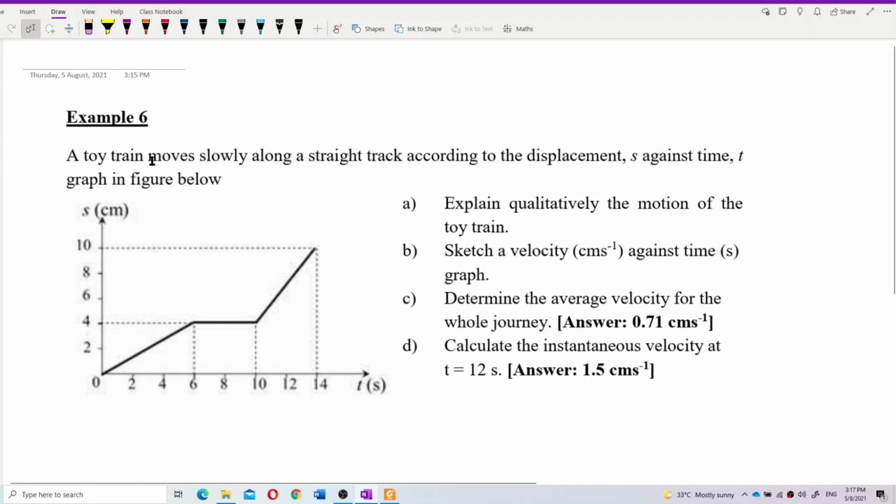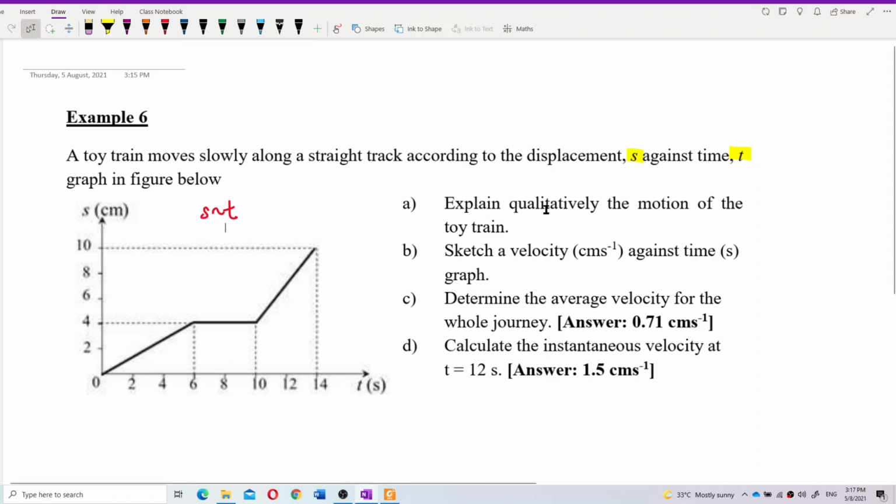A toy train moves slowly along a straight track according to the displacement s against time t graph in the figure below. Okay, so this is a what graph? This is a displacement time graph. Okay, pay attention. This is a displacement time graph.